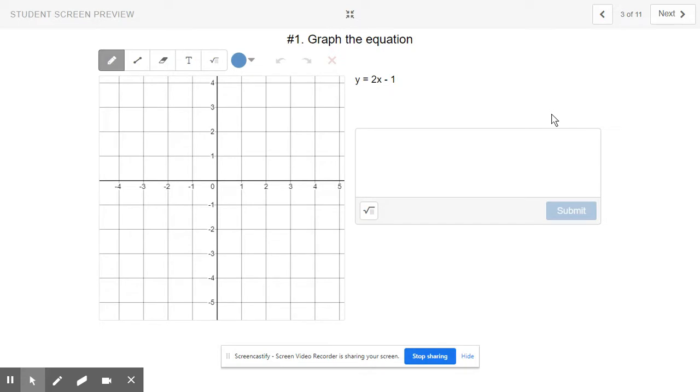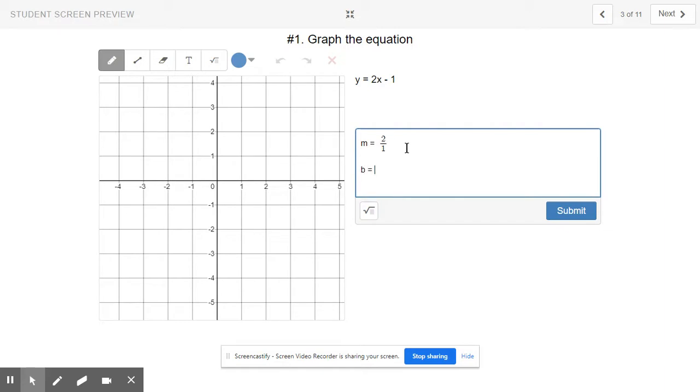Okay, so number 1, graph the equation y equals 2x minus 1. The first thing I'm going to do is figure out what my y-intercept and what my slope is. So slope m is going to equal 2, right? That's the number in front of x. If you don't have it as a fraction, you can always put a 1 on the bottom because 2 is the same thing as 2 divided by 1.